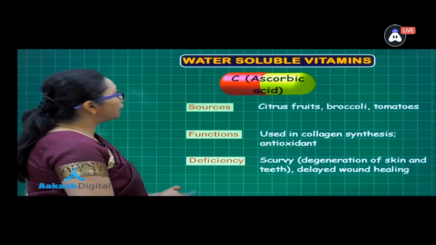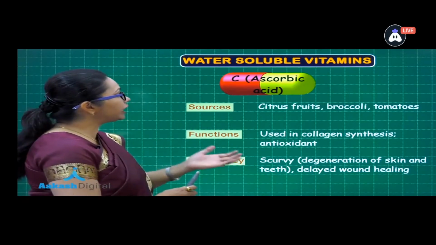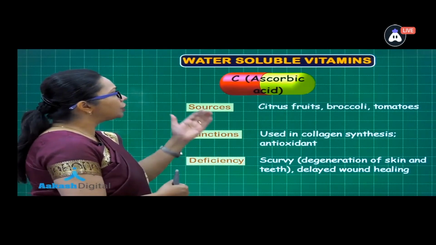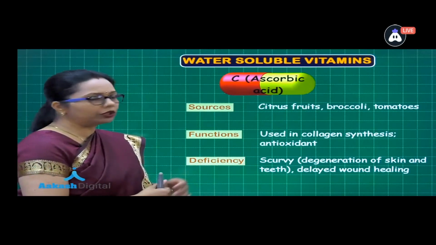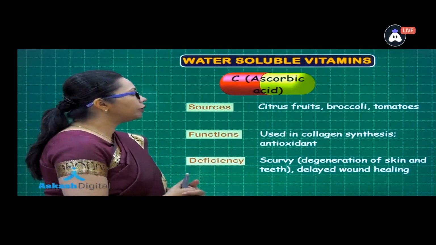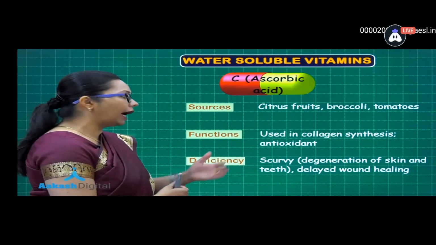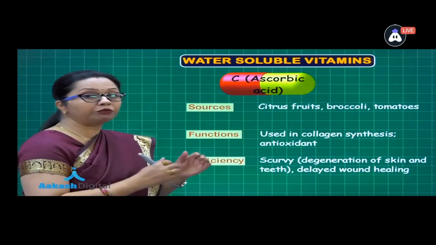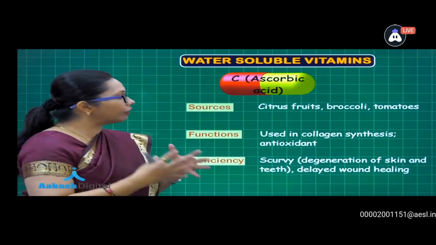Now moving on to the next one, that is vitamin C or ascorbic acid. This is present in all the citrus fruits and also in broccoli, tomatoes, and it is very important in the process of collagen synthesis, and it's an important antioxidant. That means it removes free oxygen radicals.